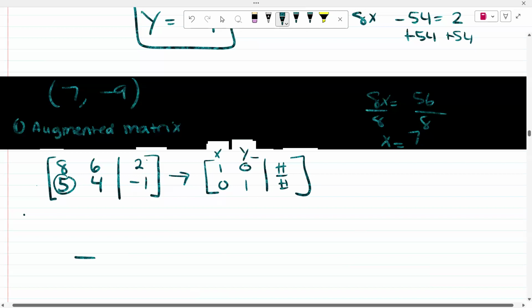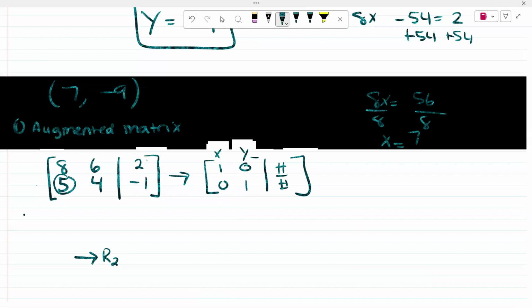So what we're going to do is put an arrow and we're going to do row 2 because the only thing that we're changing is the entire row 2. Row 1 will still be the same. 8, 6, and 2 will be the same. So remember, we can only do one row at a time. If you do two rows, it's very easy to make a mistake. So look at the number 8 and 5. What would be the common denominator? 40, right?